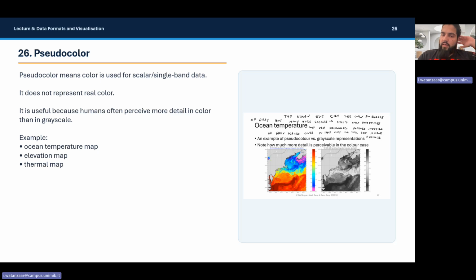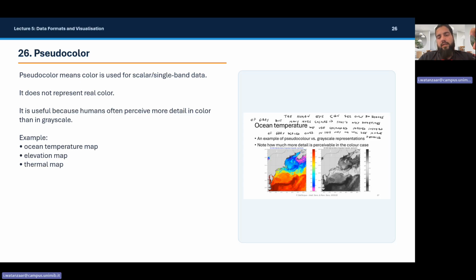As you can see on the right side, it is used for multiple purposes. It is useful because humans often perceive more detail in color than in grayscale. Directly in grayscale, it is not really easy to understand, but color is more meaningful for human eyes. An example of pseudo colors is the ocean temperature map. When we are identifying ocean temperature, we use pseudo colors, which really helps the human eye compared to grayscale.